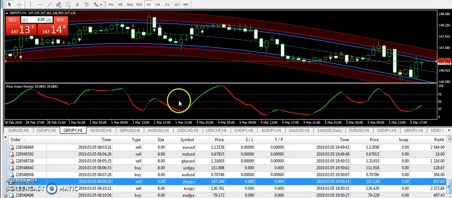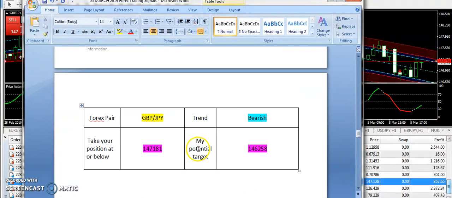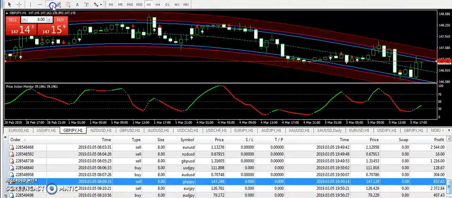Okay, now let's talk about Great Britain Pound JPY. You know that I was talking about this pair many days ago, that it's into the bearish zone. The price has moved so much up. So I have given the sell signal. 147.181 was the possible entry, and guys, you can see the market dropped from the entry.